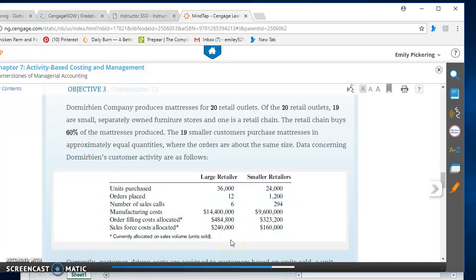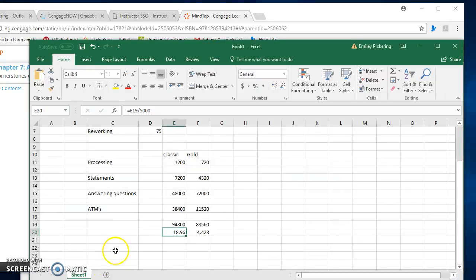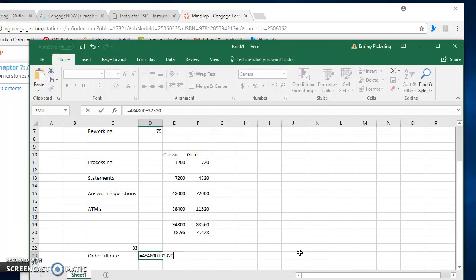And these are the total costs between the two, and that's what we want to be working with. Then we're going to take those costs and divide them by, for example, if you have the total cost of the orders filled, you want to figure out what the total number of orders is, which is 12,012. Same with Salesforce. You want to take the total cost of the Salesforce, divide it by the total number of sales calls, which is 294 plus 6. So that's the first step. So let's go ahead and do that. So this is 33. We are going to take the order fill rate, and I'm going to add the two costs together, 484,800 plus 323,200.